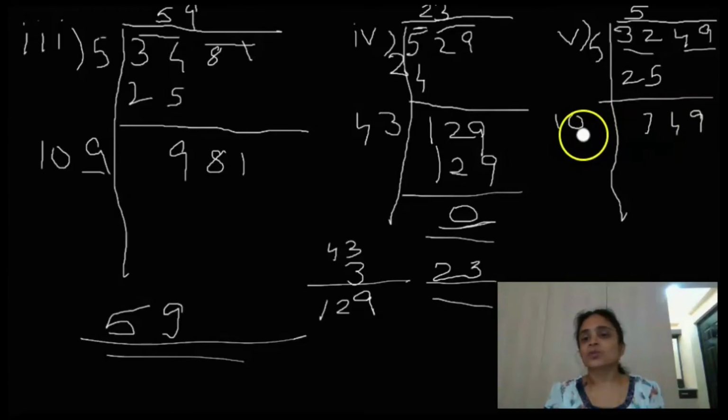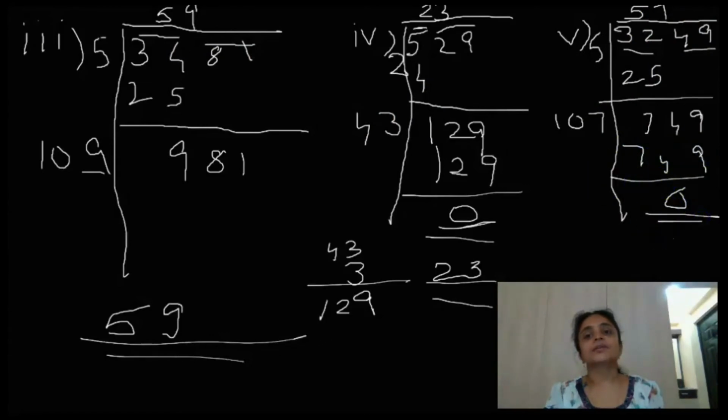309. So 3 is not that number. So let us see whether 7 is that number. 107 into 7 is 749. So 7 is that number. And here also 749. Then 749 minus 749, remainder is 0. So the square root of 3249 is 57.